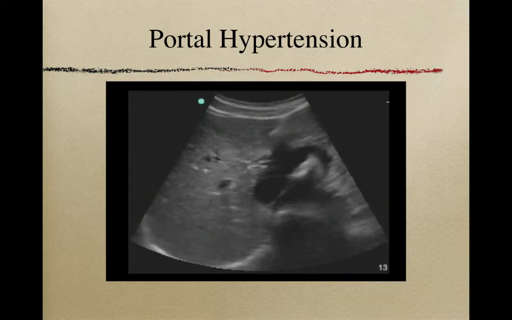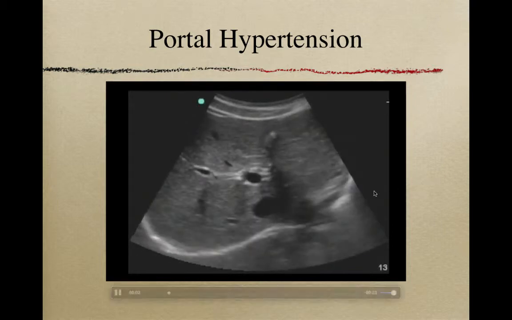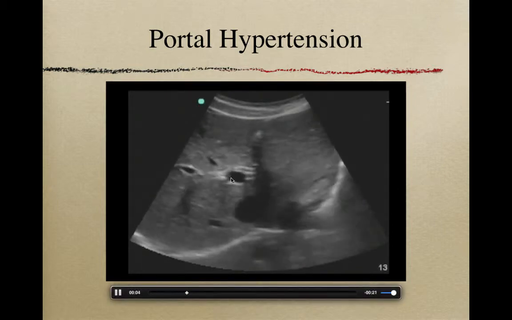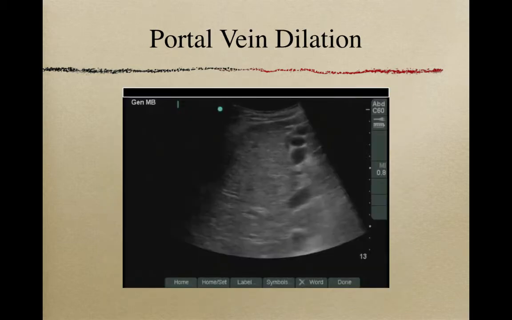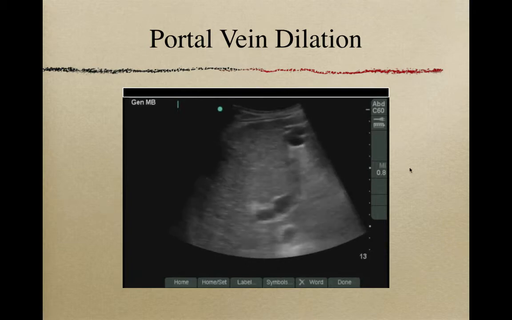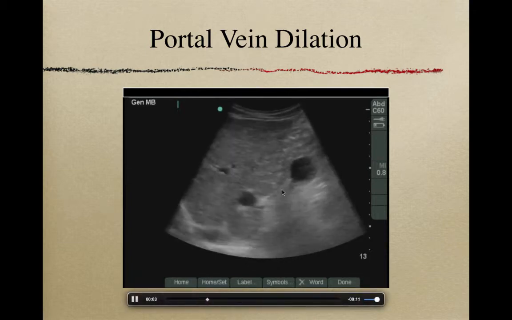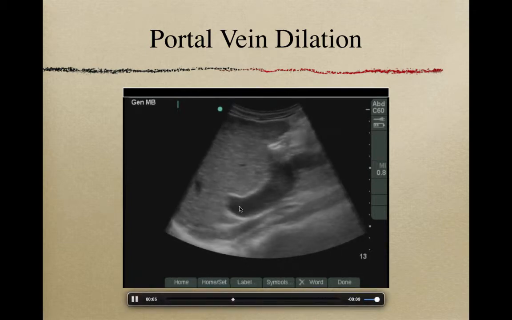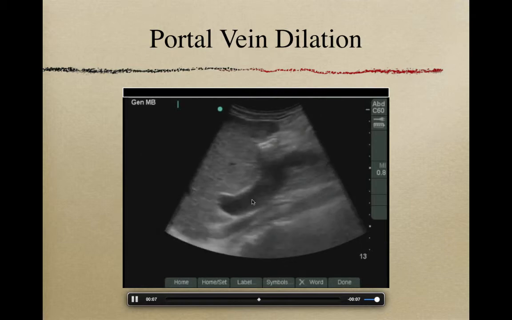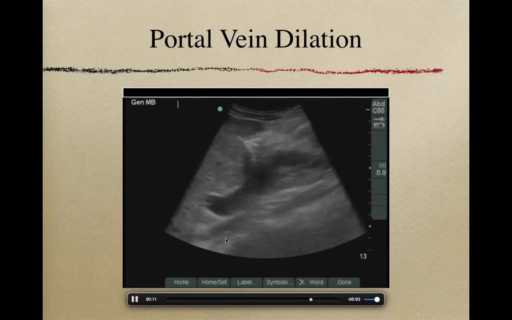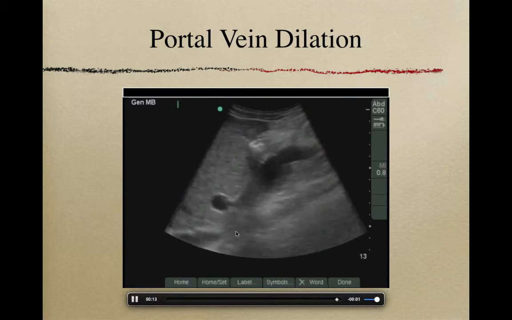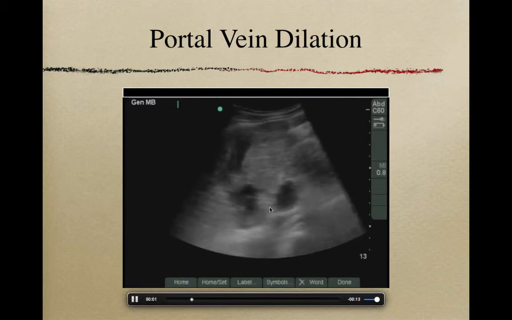This is the same video clip you've seen multiple times before with a normal size portal vein. And this is opposed to a markedly dilated portal vein, which you see in this image here. So this is the portal vein here. It is enormous, very dilated, hard to miss because the IVC and the aorta, which are actually sitting back down here, are very small in comparison to this large dilated portal vein here.